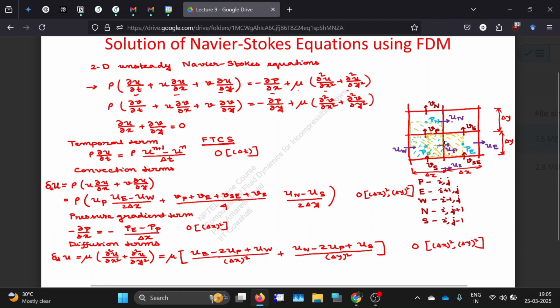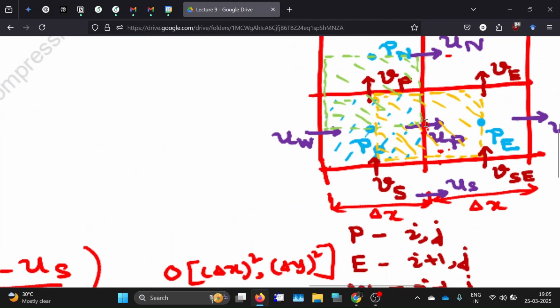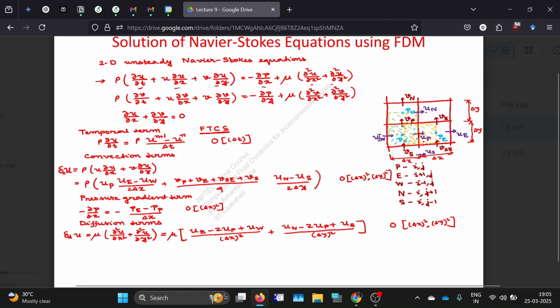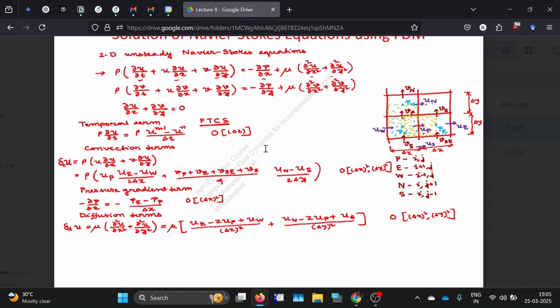Minus PP. Okay, so we are in the UP cell, exactly. So we are trying to solve for u. So PE minus PP will give me UP, but it is first order accurate then. But here it is written that it is second order accurate, but it's velocity pressure coupled.